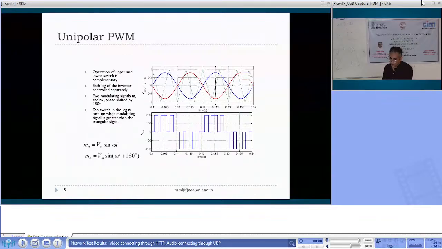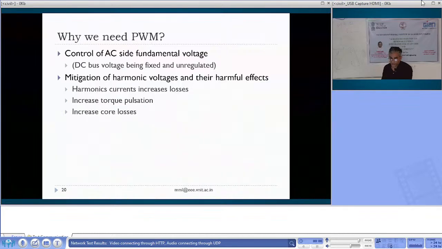The beauty of the waveform is that if you select a particular symmetry or shape of the waveform, you can automatically suppress some harmonics. For that we need to know the nature of the waveform and how to model it, or how to analyze it as a Fourier series. So why do we need PWM?